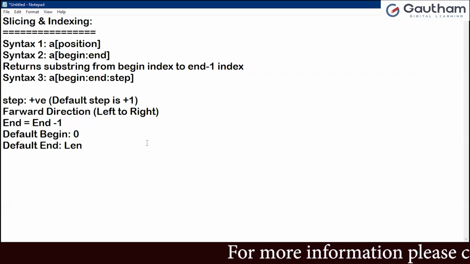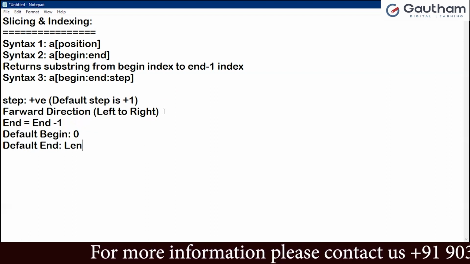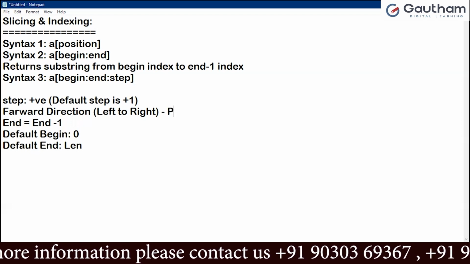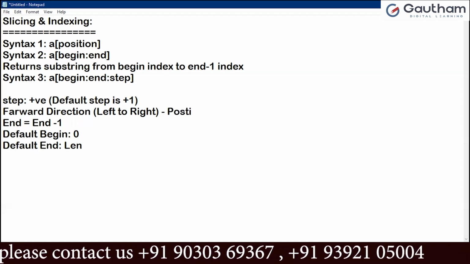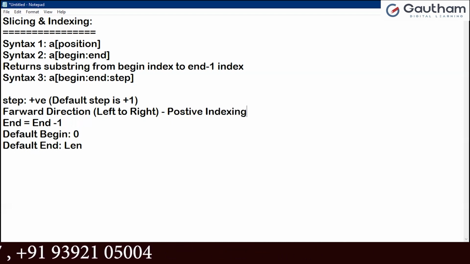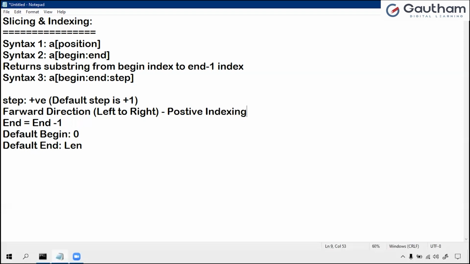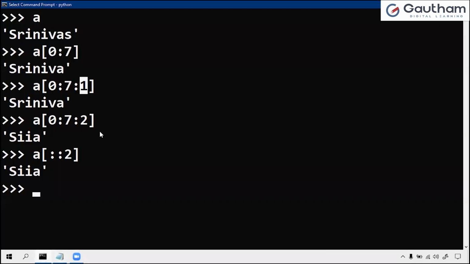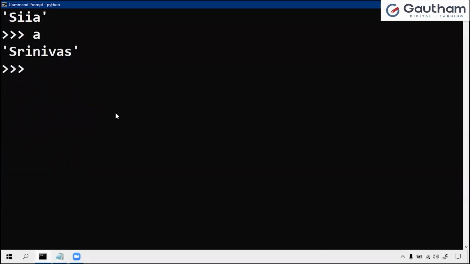And one more thing, in this forward direction, it is going to take the values in positive indexing. Even if you specify negative indexing, even if you try to return the data in negative indexing, in this forward direction it is going to be considered as positive only. With an example I will show it to you. So this is the data.